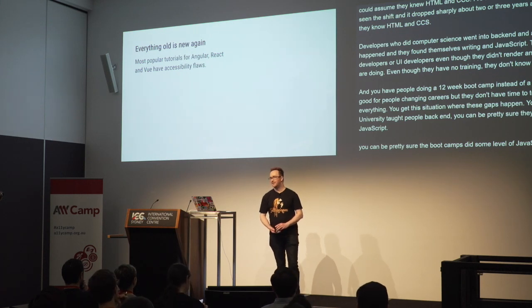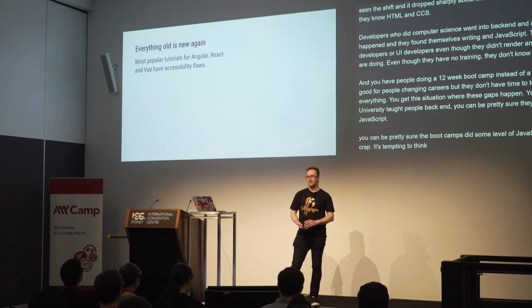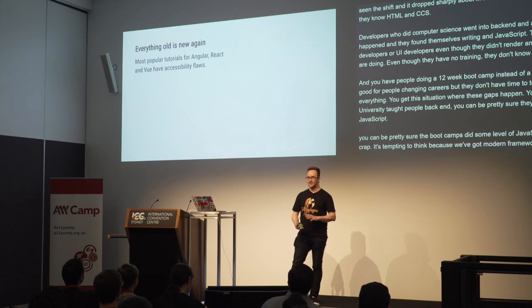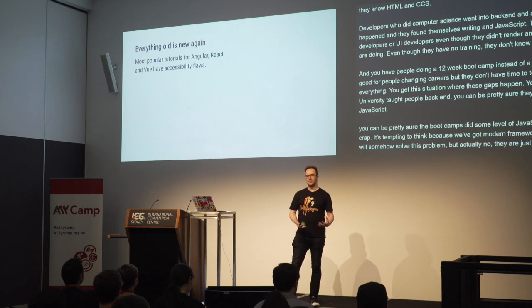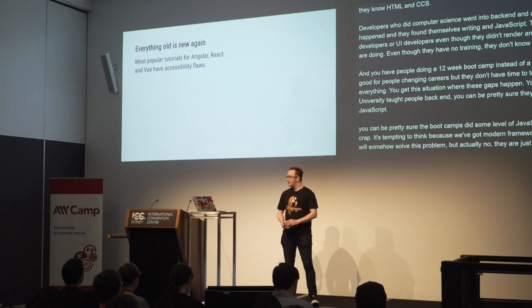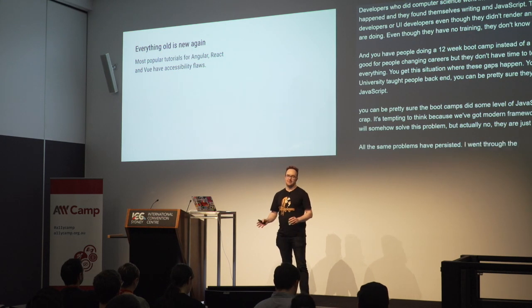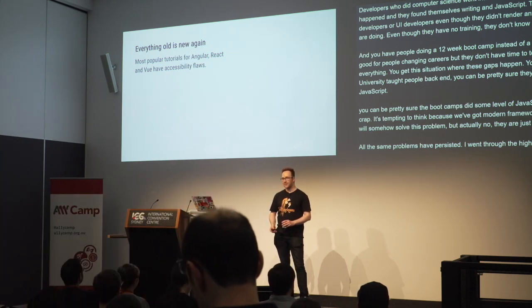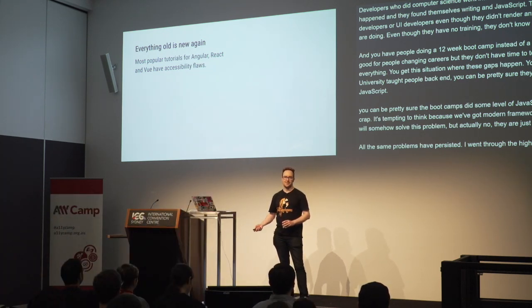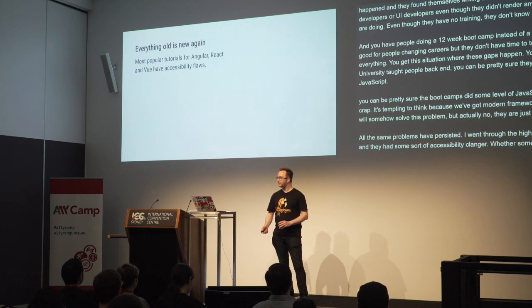And it's tempting to really think that because we've now got modern frameworks, we've got React, Angular, Vue, these sorts of things, that these are somehow going to solve this problem. But actually, no. They're just new code. Humans are still the same. All the same problems have persisted. And I went through the highly ranked Angular, React, and Vue tutorials. I felt lucky, and they all had some kind of an accessibility clanger in them. Whether it be something as simple as a missing alt attribute or the clickable div, that kind of stuff.